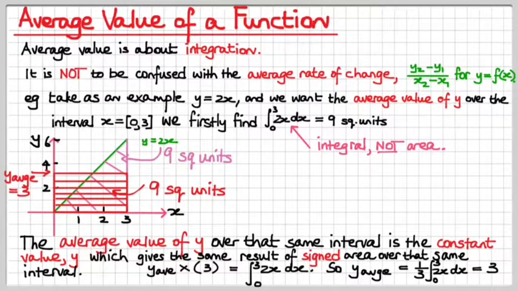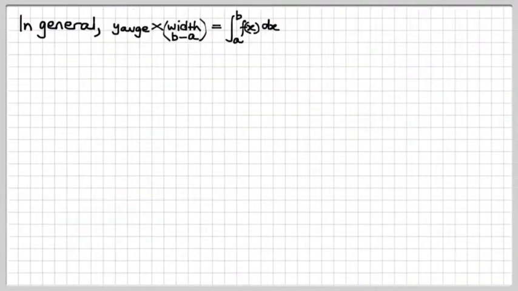So this rectangular area, which I've hashed in red horizontal stripes here, is the same signed area as we're getting here from the actual integral. Okay, that's how it works, guys. It's a very simple concept, so you'll get it and you'll be fine with it. Just don't go confusing it with the average rate of change like a lot of students do.